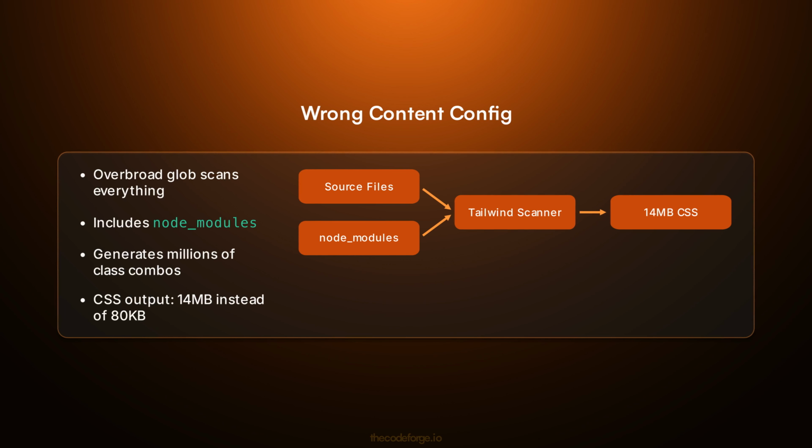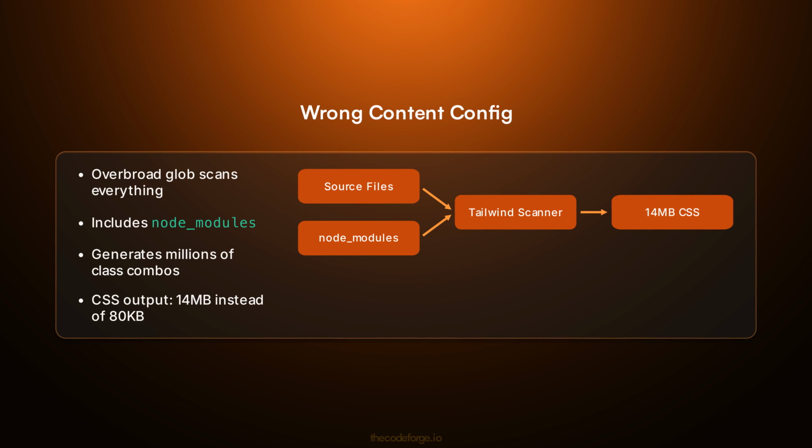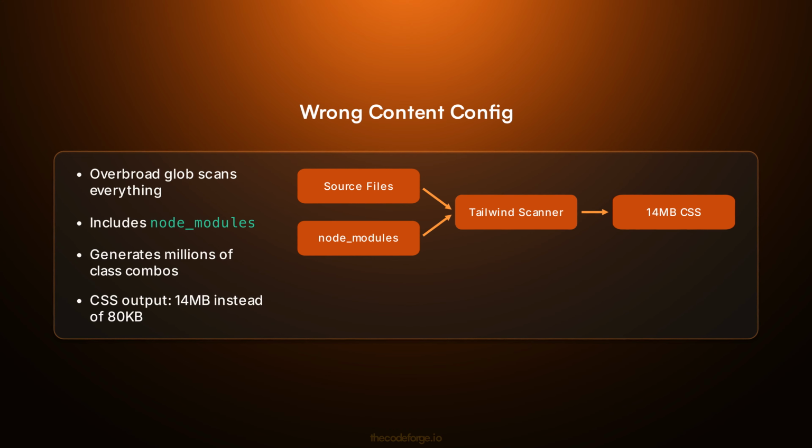The wrong content config uses a glob like /**/*.{ts,tsx}, which matches files in node_modules, .next, and every other directory. Tailwind then scans millions of files and generates every possible class combination, resulting in a 14 MB CSS file.